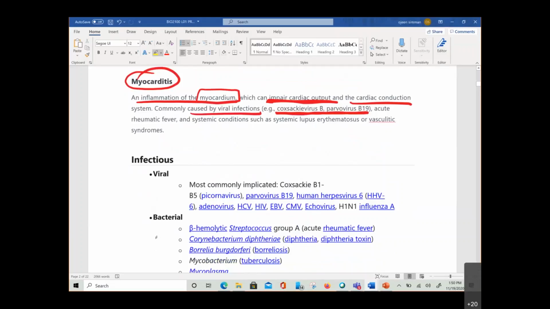So number one cause are viral. Number two, bacteria. Number two is bacteria.